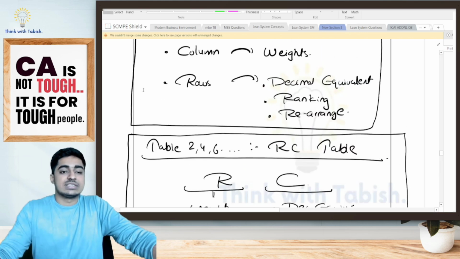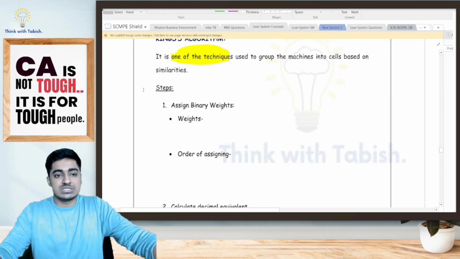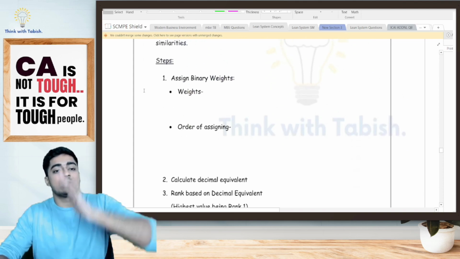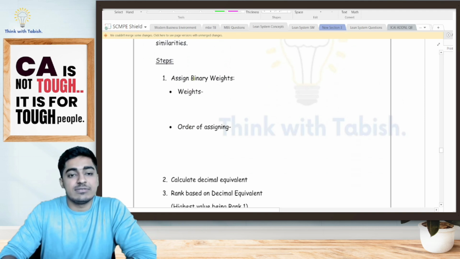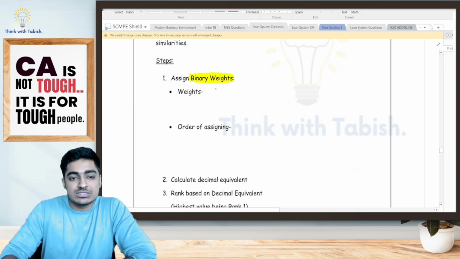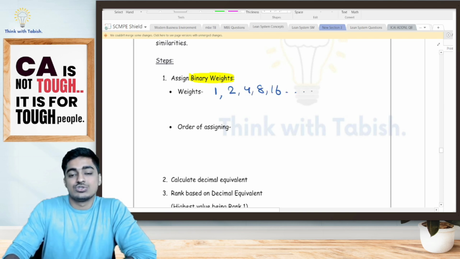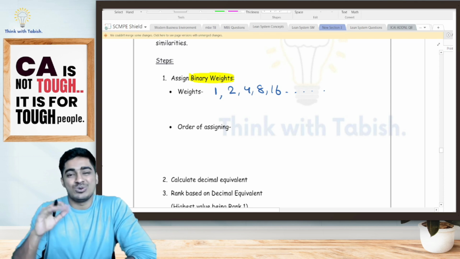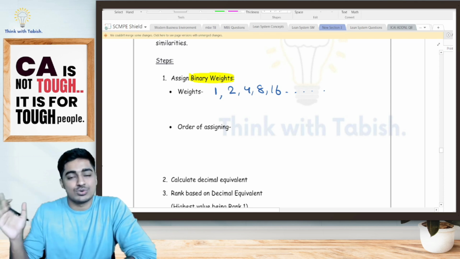So now, let's see the proper steps. The steps to solve the question. Step number 1, assign binary weights. What are going to be our binary weights, students? Binary weights are going to be 1, 2, 4, 8, 16, and so on. If you want, you can write, only for your purpose, 2 to the power 0, 2 to the power 1, and so on.